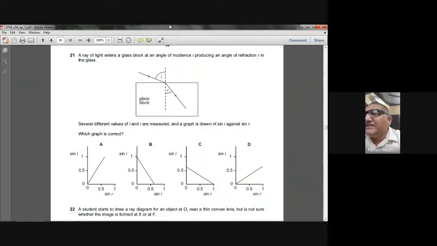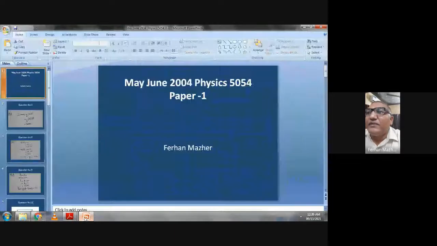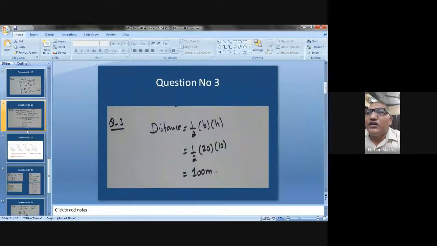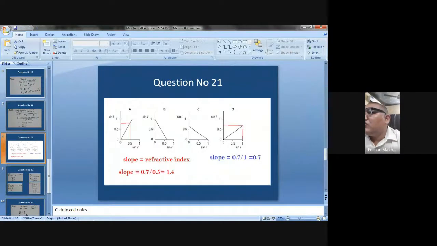So we will do this actually, and I have done this on a paper. Let me show you my work on question number 21. So here we go.